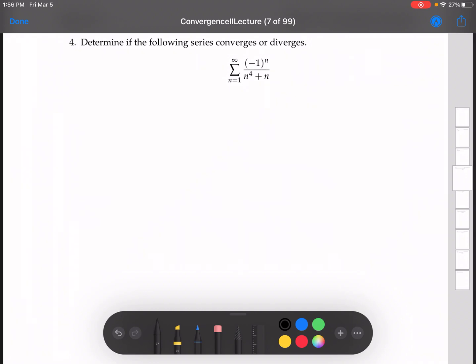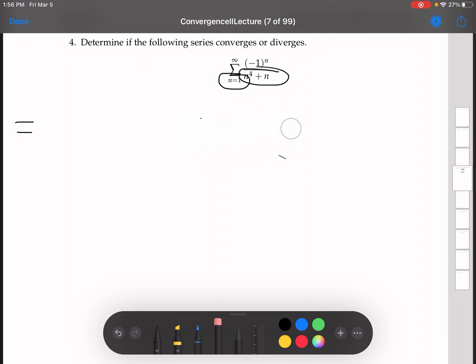This type of infinite series is called an alternating series. So let's first see why that is. If I'm to write out the first four terms of this infinite series, let's see. Now notice first of all that it starts at n equals 1. Why doesn't it start at n equals 0? This is because if we put n equals 0 into that, we'd be dividing by 0.